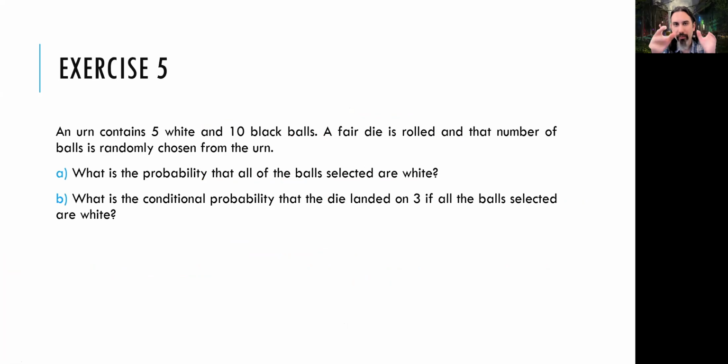Now, again, we have to define the events, but we have lots of events here. I'm going to define Ri. Ri is the result of the roll. So if it's R1, 1 has come up with the die. If it's R2, 2 has come up with the die. If it's R3, 3 has come up with the die, etc., etc., etc.